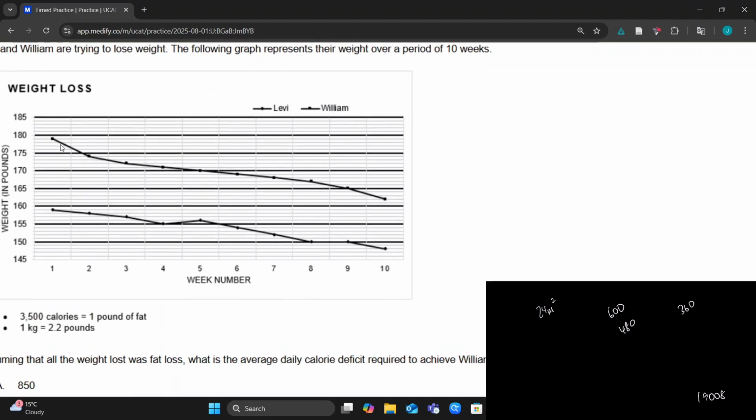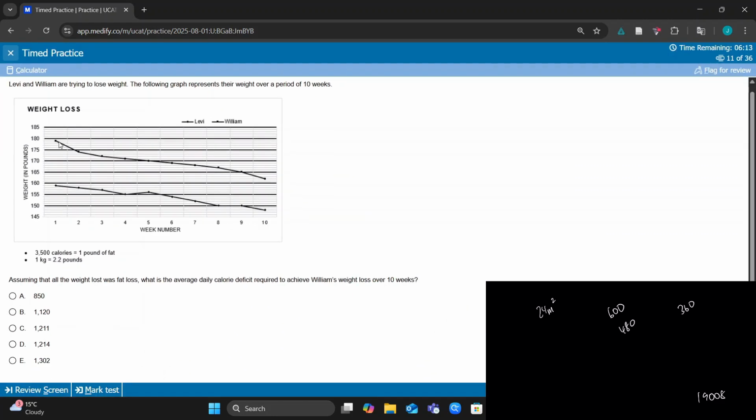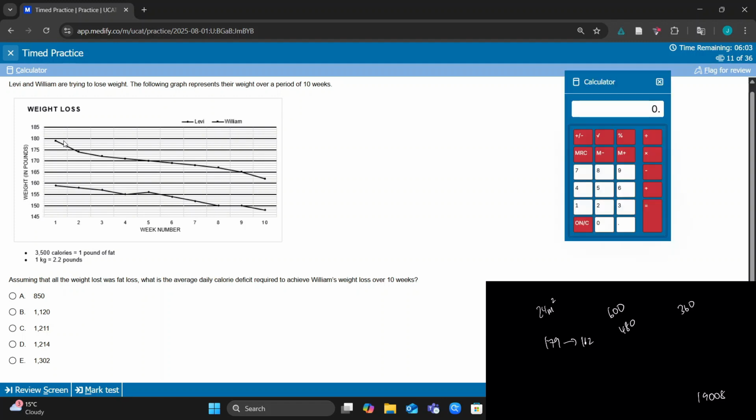Did I get the things mixed up? So William is the guy at the top, so he loses. Oh, maybe that's why. So he goes from 179 to 162. So he loses 17 pounds. 17 times 3,500. Divide that by 10. Divide that by 7. 850.